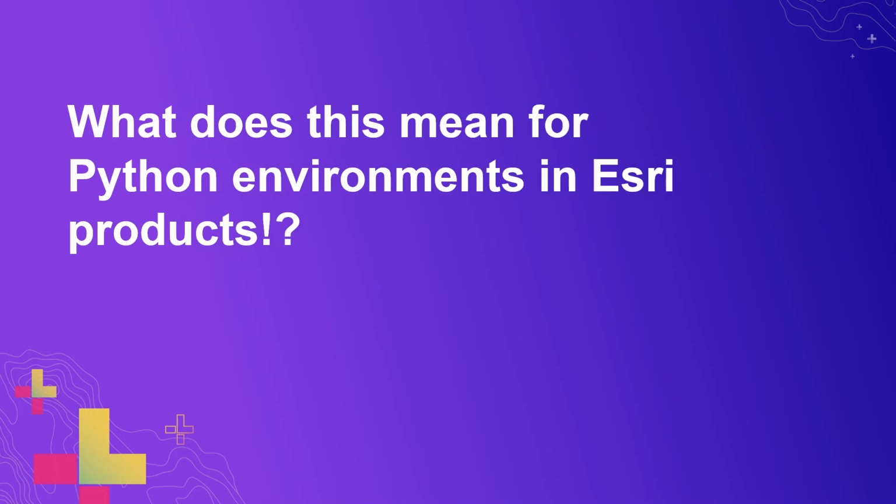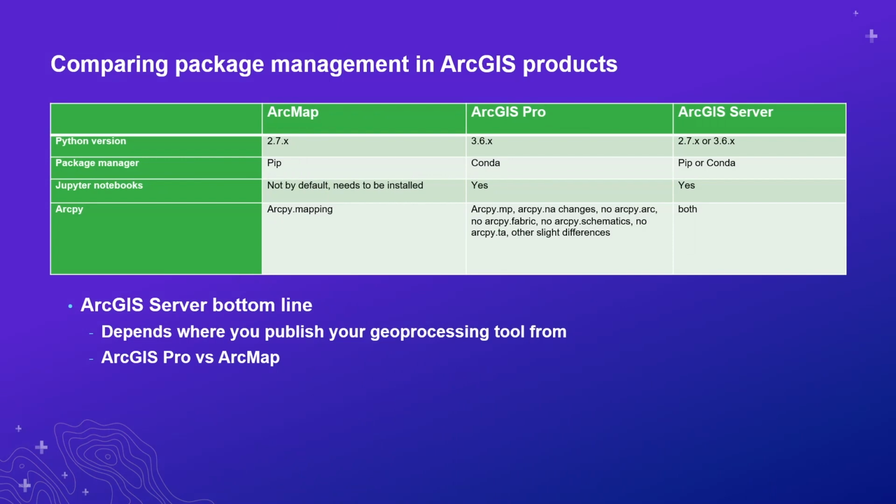So, what does this mean for Python environments in Esri products? There are a few different products that use Python: ArcMap, ArcGIS Pro, and ArcGIS Server. I have a little table here to detail the differences between them. The bottom line really is that ArcMap uses pip and Python 2.7, whereas ArcGIS Pro uses Python version 3.6 and Conda.